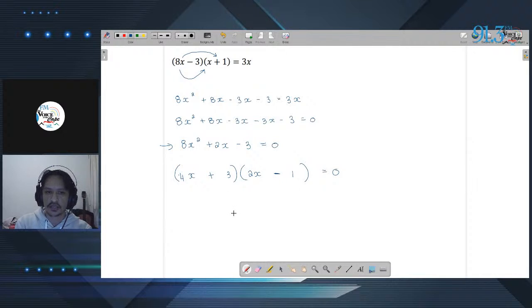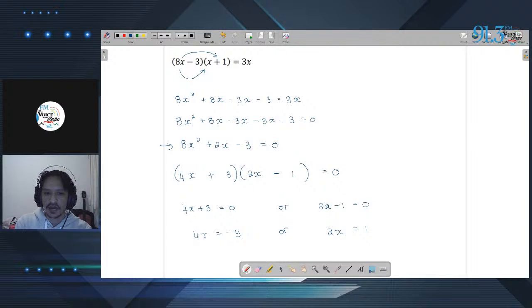And now we just solve for x. And we just state that this term and this term will be equal to 0. So we got 4x plus 3 is equal to 0. Or 2x minus 1 is equal to 0. And now we move our constants over. So here we got 4x equals negative 3. Remember, whenever you move a constant over, you have to change the operator sign. And then we go here, or 2x equals 1.